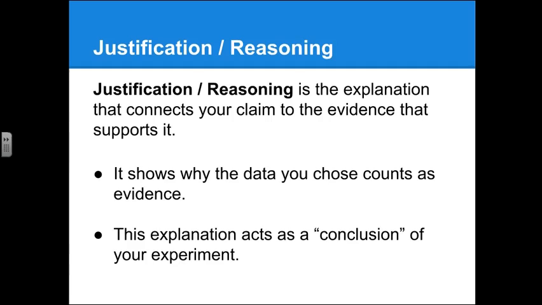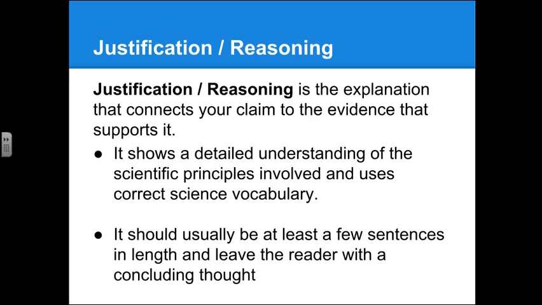Justification or reasoning, right? This is the explanation that connects your claim and the evidence. So you're trying to show why the data you chose counts as evidence and how it backs up your claim about the experiment. If you say something in your claim, you need to make sure that you include that in your evidence and in your justification. Otherwise, we have reason to doubt, why would you make that claim? You aren't giving us any information to back it up.